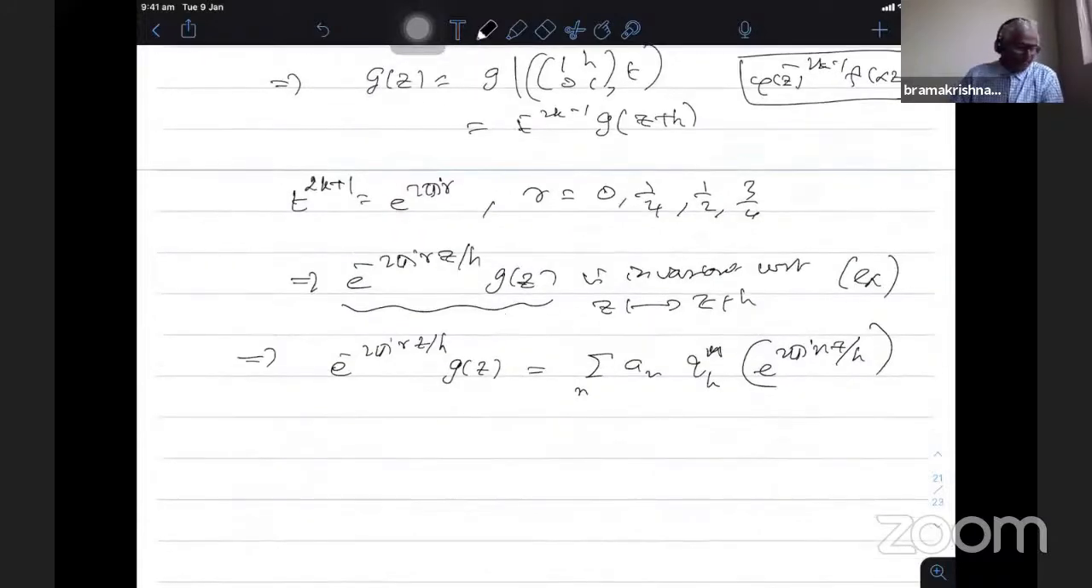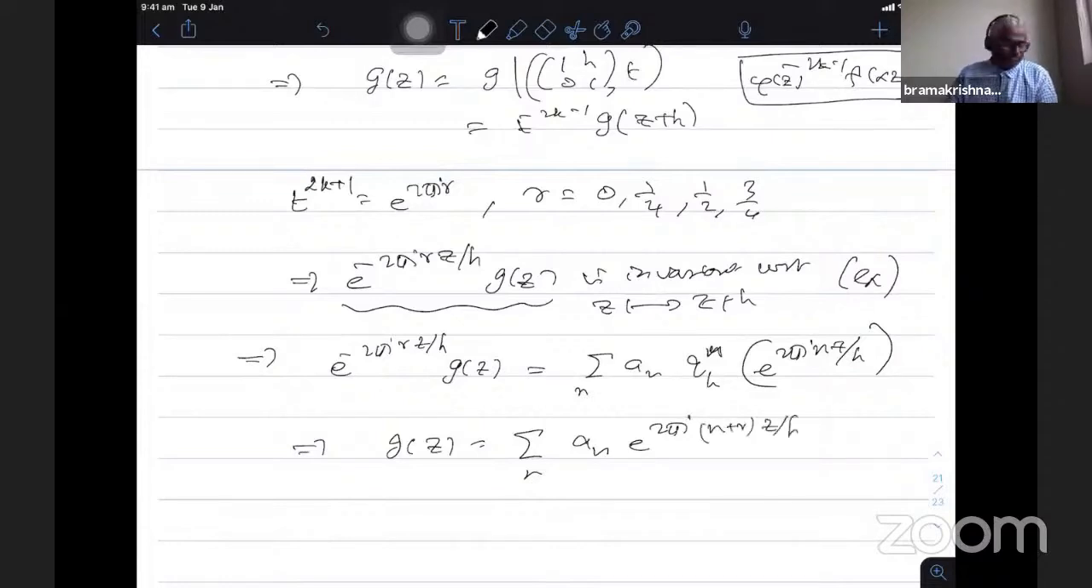So this implies G of z. I can put this exponential factor on the right hand side, and I get e power 2 pi i n z by h, and this is r z by h, so n plus r, z by h. That is the expansion of G.